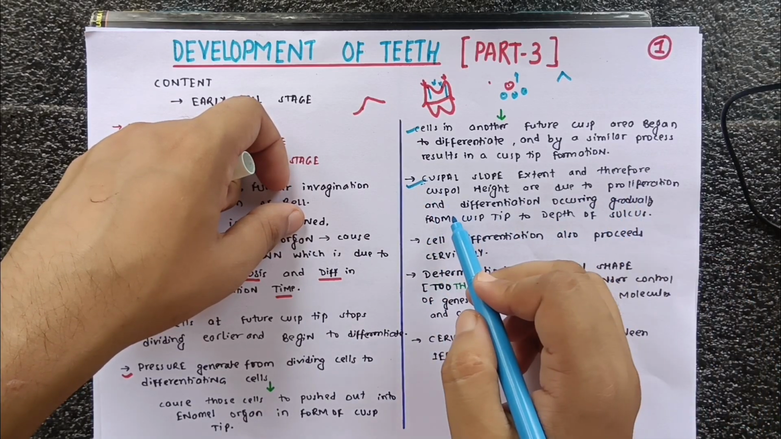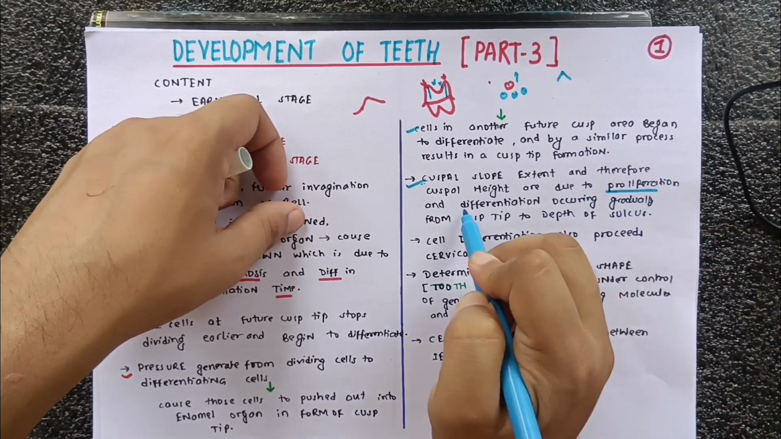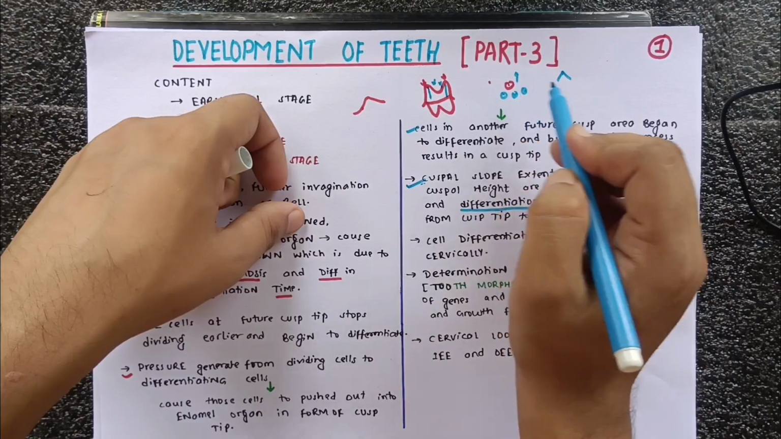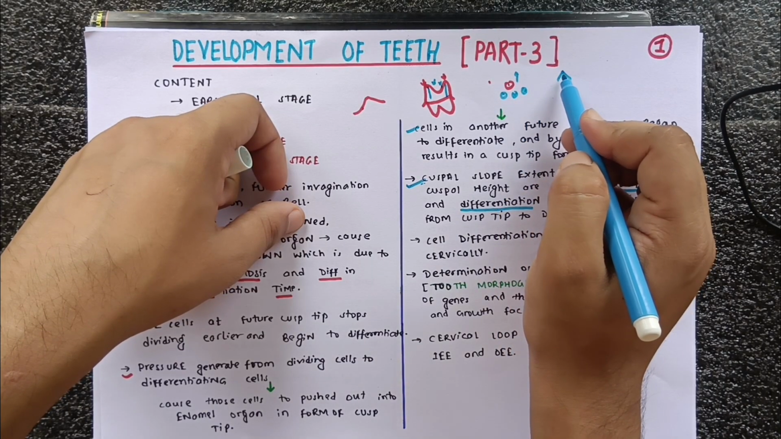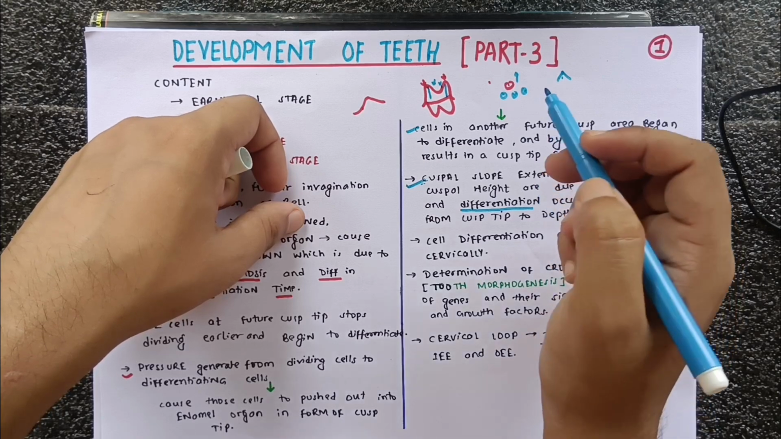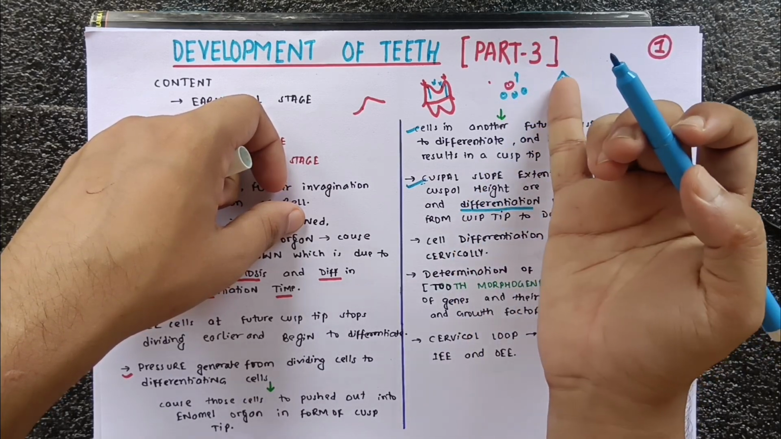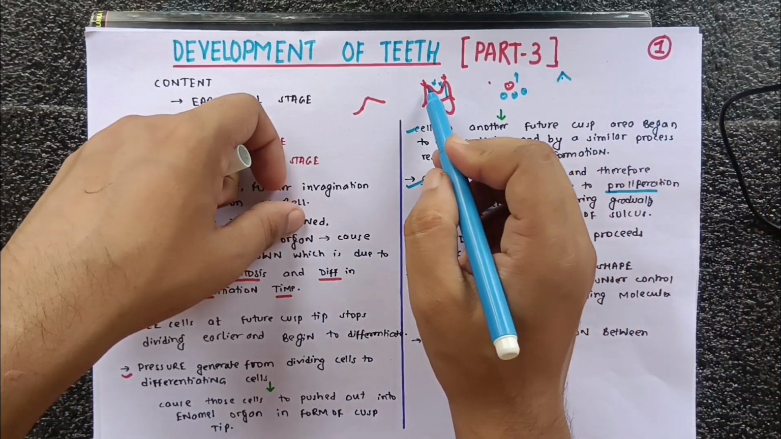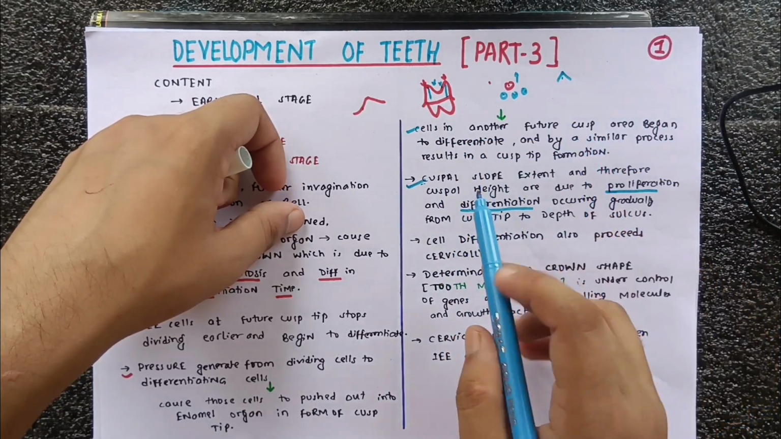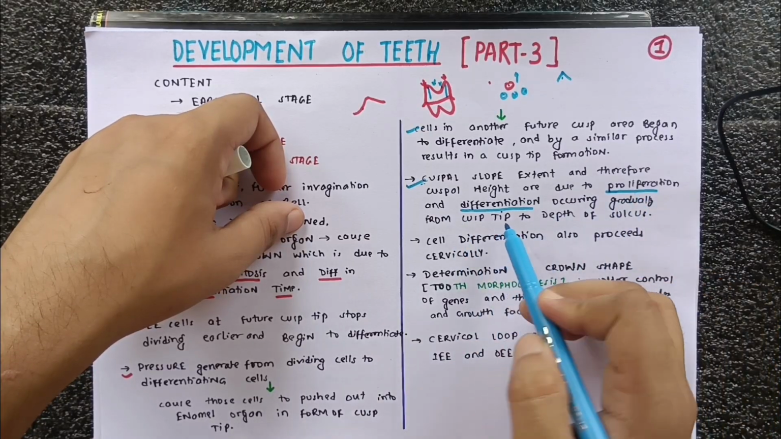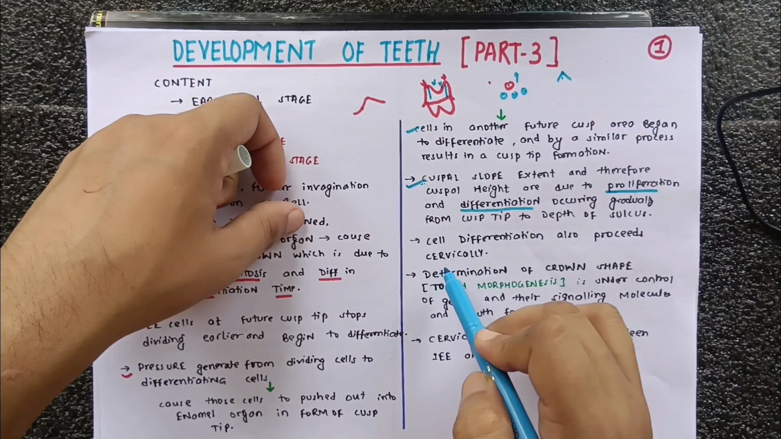So there is proliferation and differentiation occurring. As the differentiating cell reaches the cusp tip, from there the differentiation starts towards the cervical area, and as the differentiation starts from the cusp and moves towards the cervical area, there is a formation of slope-like structures. The same thing I have written here: cell differentiation also proceeds cervically.